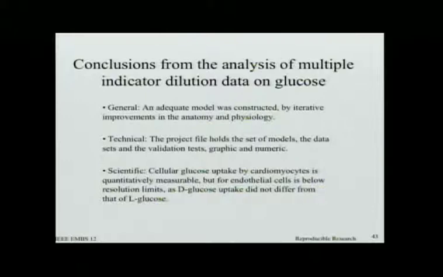Now, the technical point was that the project file that was used for this analysis contains everything. It has the model, the analyses, the optimizer setups, the sensitivity analysis, and the graphics, and of course the numerics. There are different solvers available to check one against another. So scientifically, what we would say is that the glucose uptake by the cardiomyocytes is quantitatively measurable. We found that for the endothelial cells, there is no detectable D-glucose uptake. So that was a nice conclusion.